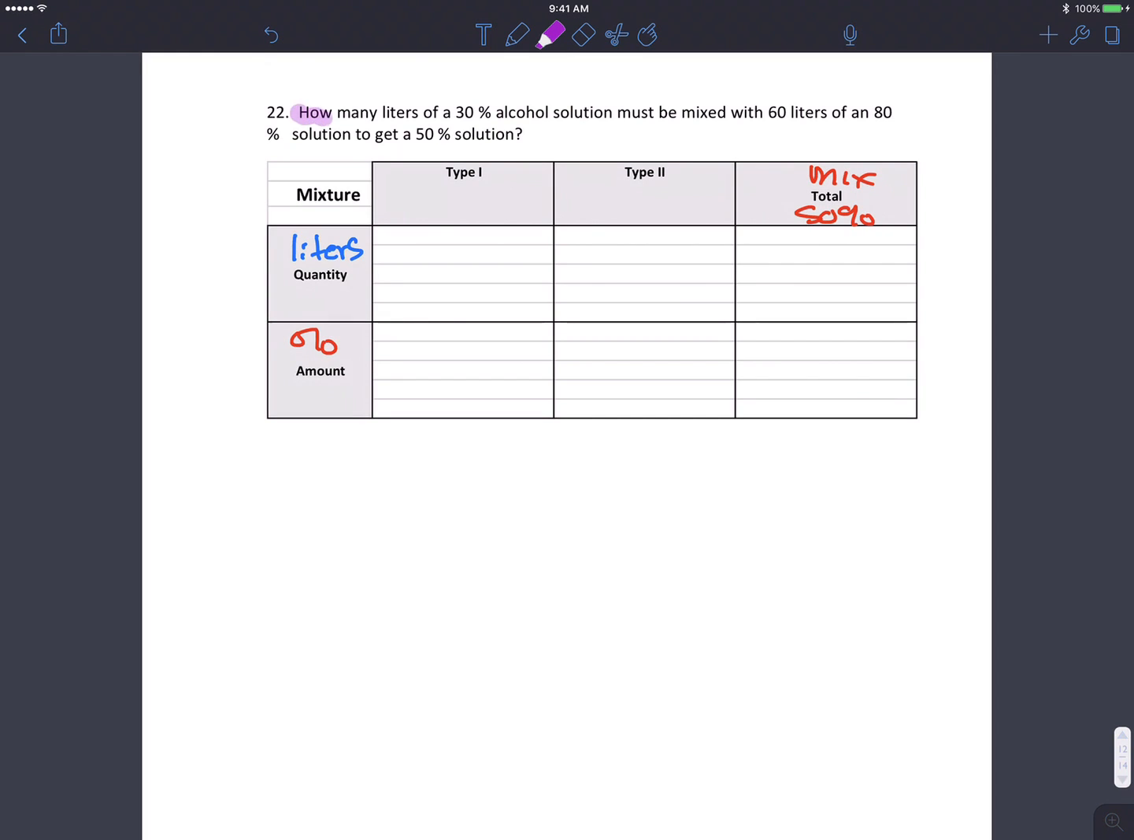How many liters of 30% alcohol? We don't know. It's silent on the quantity, so that's x, but we know it's of type 1, which is 30% alcohol. It's going to be mixed with 60 liters, and it is actually an 80% solution. So you're mixing a 30% with an 80% to get a 50% solution.